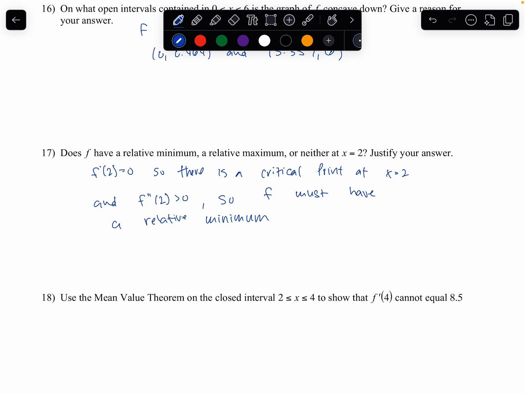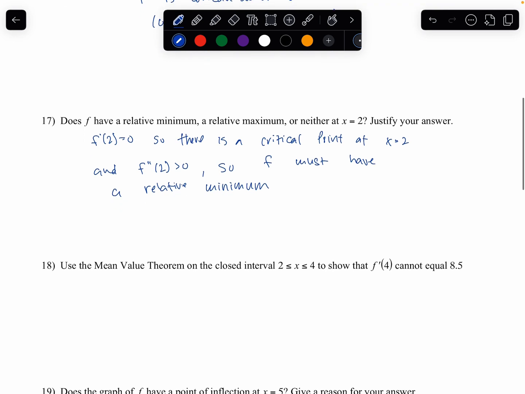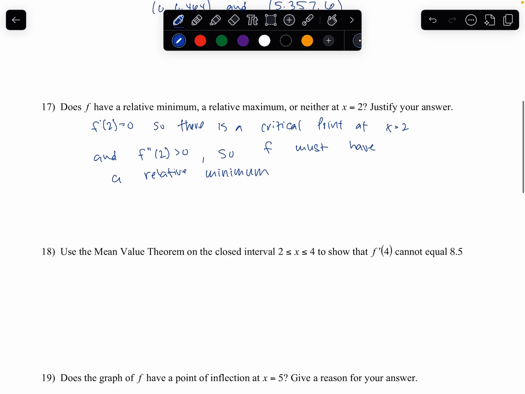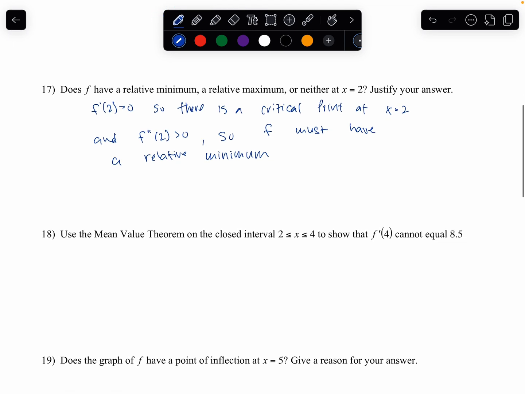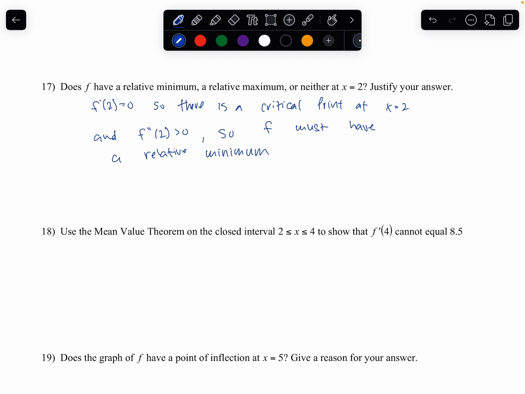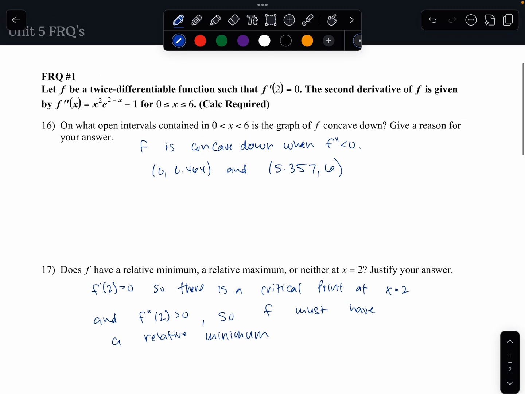Okay, I think that's all we need to include. I actually have the key pulled up here. So for part B, yep, got to have the second derivative test. I don't think you have to state that you're using it, but yep, relative minimum, because f prime of 2 is 0 and f double prime of 2 is positive. Okay, and I'm going to check for part A. Yep.